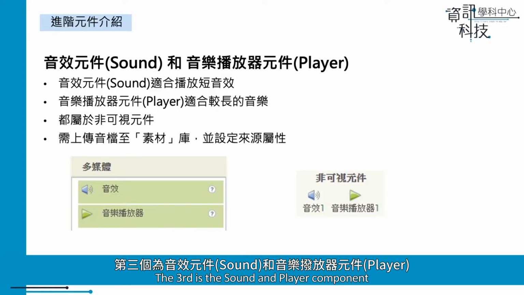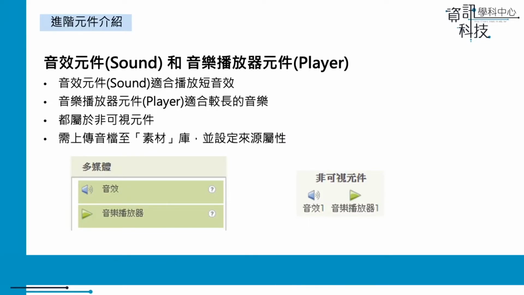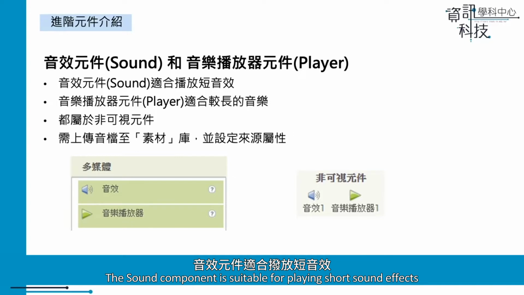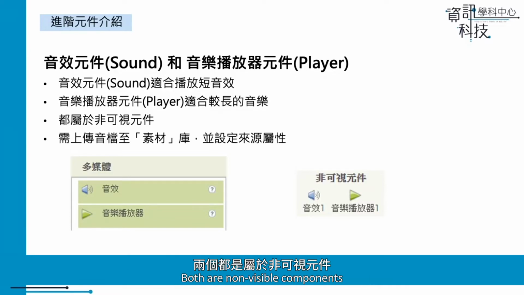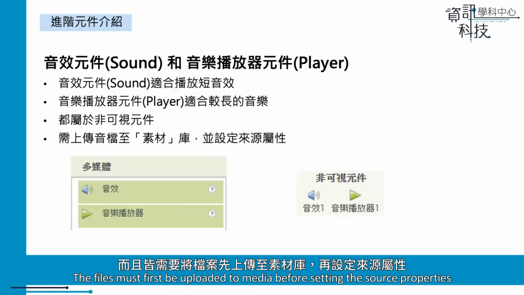The third is the sound and player component. The sound component is suitable for playing short sound effects, while the player component is suitable for playing longer music. Both are non-visible components. The files must first be uploaded to media before setting the source properties.